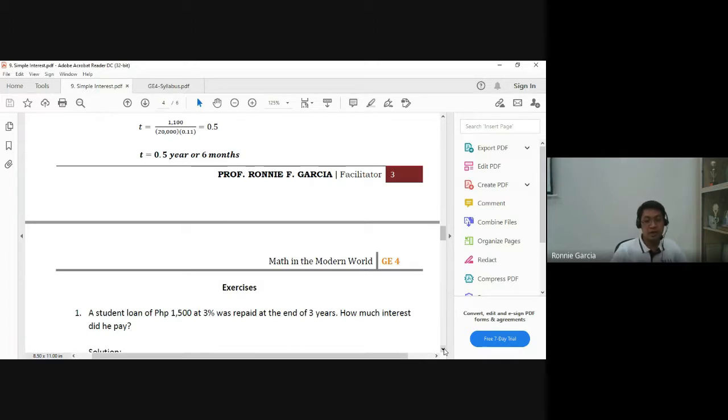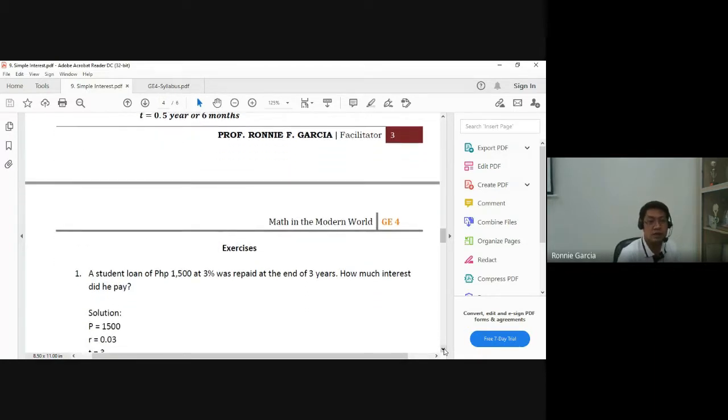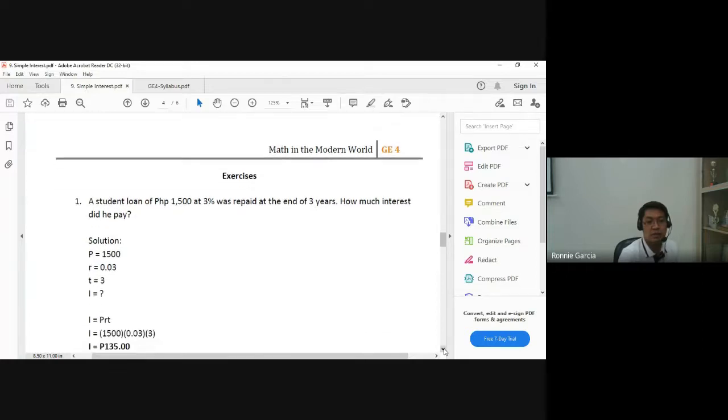So it's very clear nga ang ipangayo lang kay interest. Ang loan nga 1,500 pesos represents the principal. 3% is very obvious, it's the rate. 3 years is the time. So P equals 1,500, R equals 0.03, that's 3%, T is 3, so I is the unknown, I is equal to PRT, the correct answer is 135 pesos.